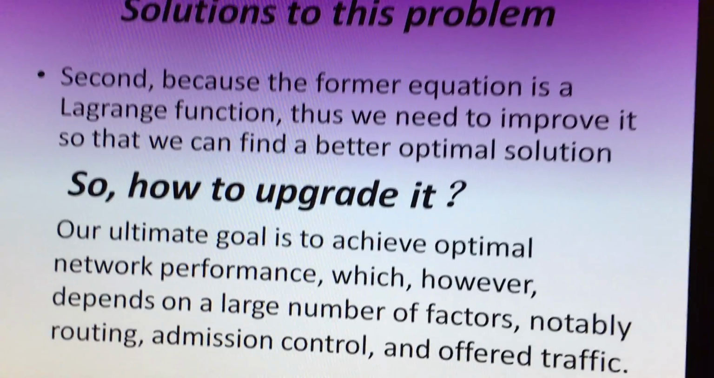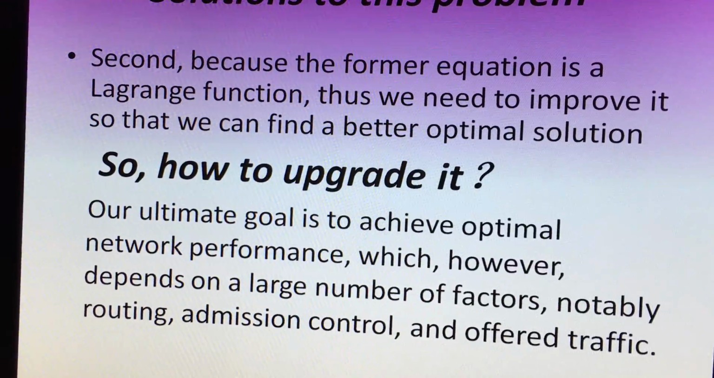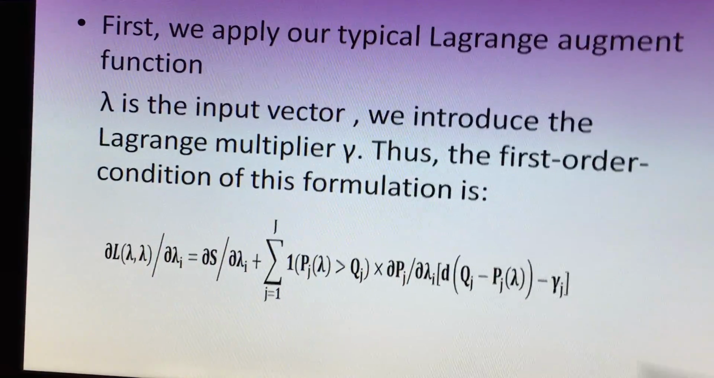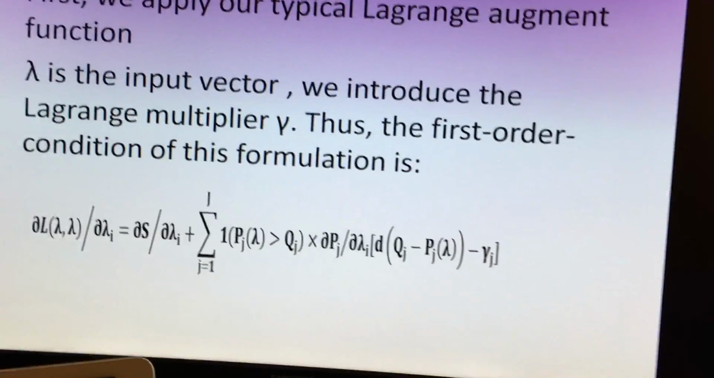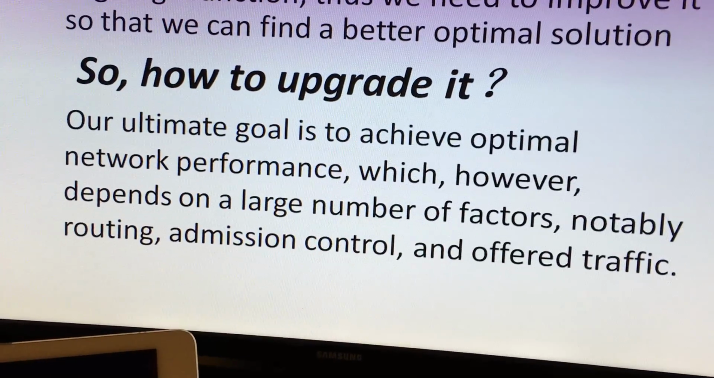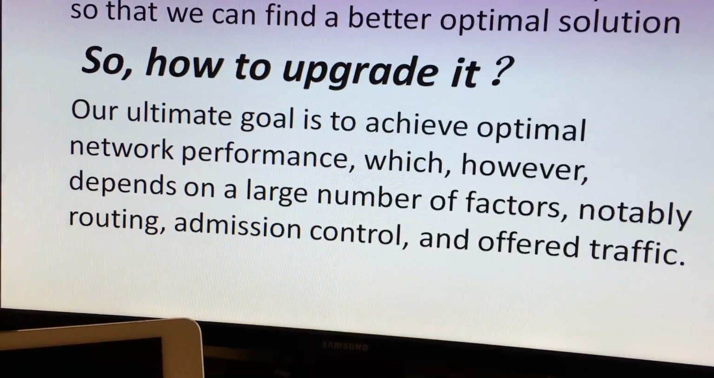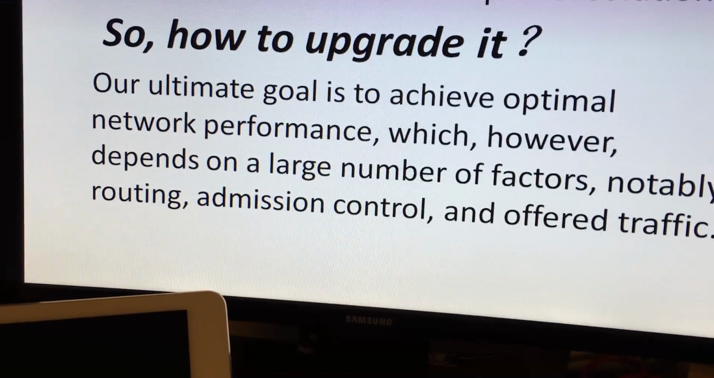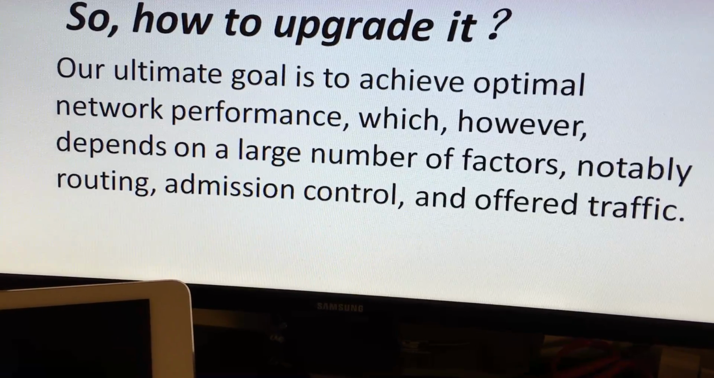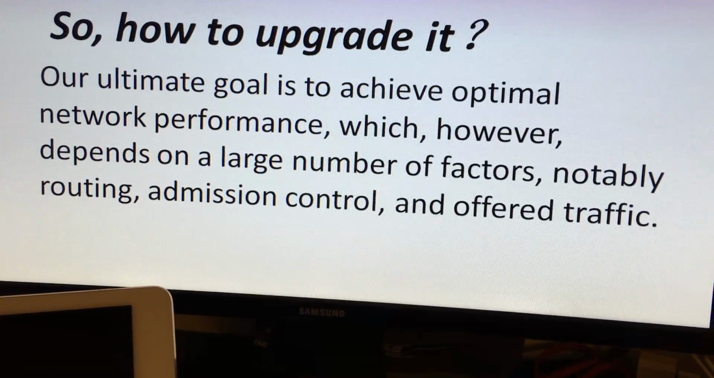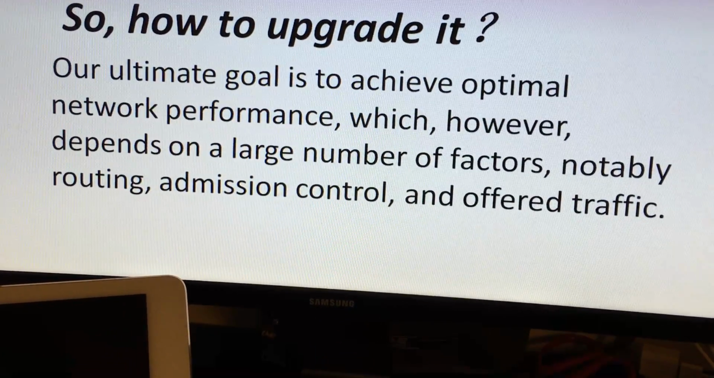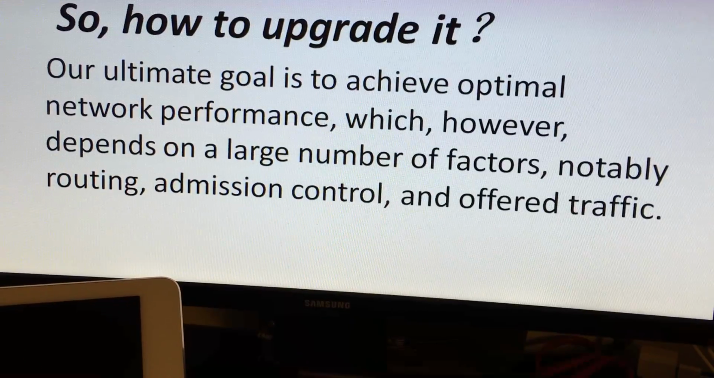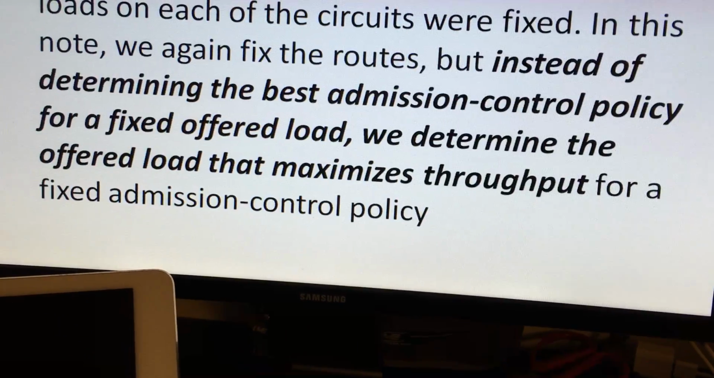Because the former equation is a Lagrange function, we take the first order condition, so that we should improve it. So how can we improve it? Our ultimate goal is to achieve optimal network performance, which depends on a large number of factors: some traffic, some node routing, or some admission control.